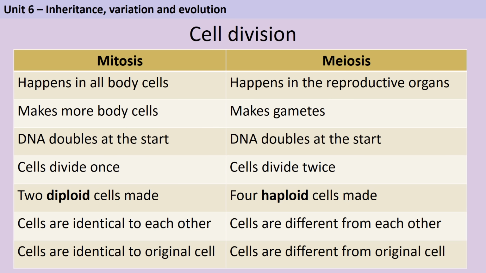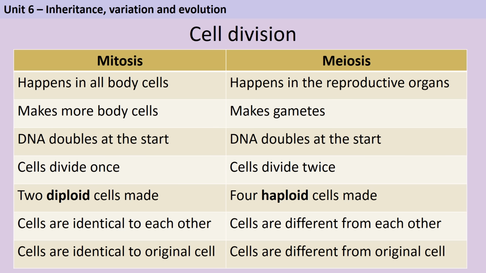You need to know about 2 types of cell division. For paper 1 we talked about mitosis, which happens in all body cells and allows them to make more body cells for growth or for repair. It starts off with DNA doubling, and then the cells divide once, so there are 2 diploid cells made. These cells are identical to each other and identical to the cell they were made from.